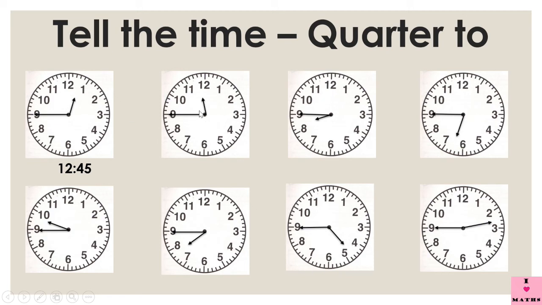Okay, look at this clock. The hour hand is about to reach 12, beta. As soon as the minute hand reaches 12, the hour hand will also reach 12. So only a quarter of the clock is left for the minute hand to travel to make it 12 o'clock. So this time we will call quarter to 12. But we will write it as 11:45. Because 45 minutes have passed after 11 o'clock, beta.